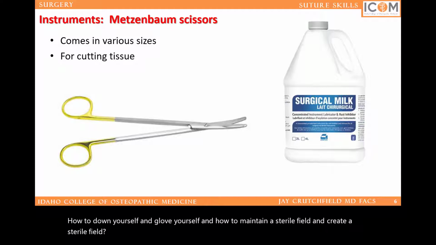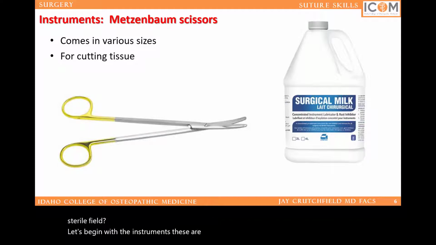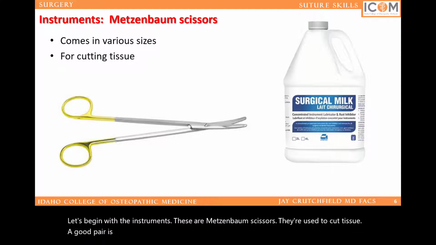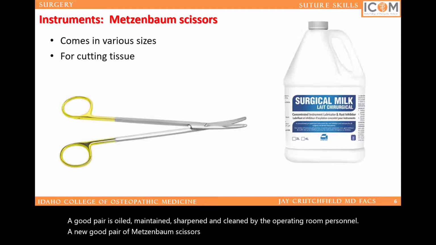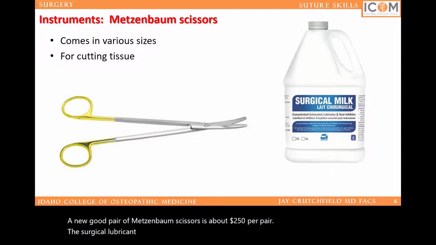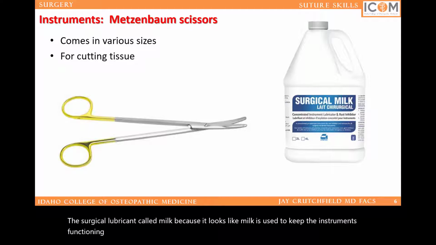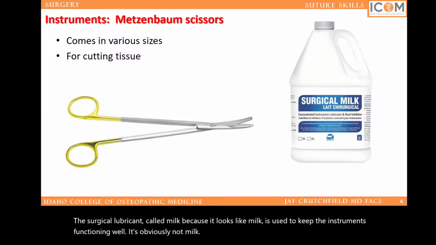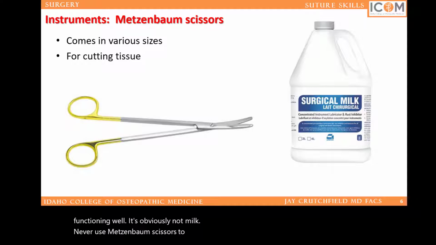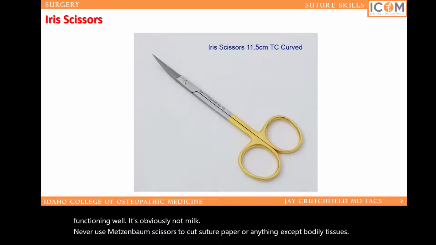Let's begin with the instruments. These are Metzenbaum scissors. They're used to cut tissue. A good pair is oiled, maintained, sharpened, and cleaned by the operating room personnel. A new good pair of Metzenbaum scissors is about $250 per pair. The surgical lubricant, called milk, because it looks like milk, is used to keep the instruments functioning well. It's obviously not milk. Never use Metzenbaum scissors to cut suture, paper, or anything except bodily tissues.